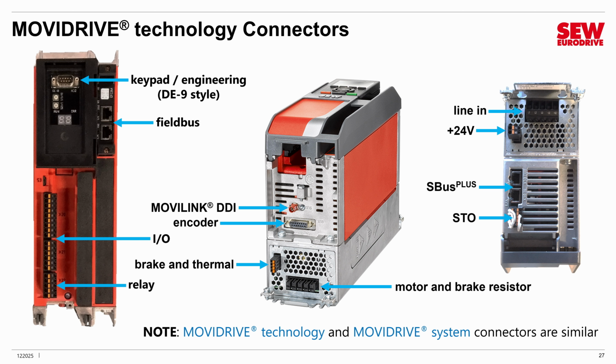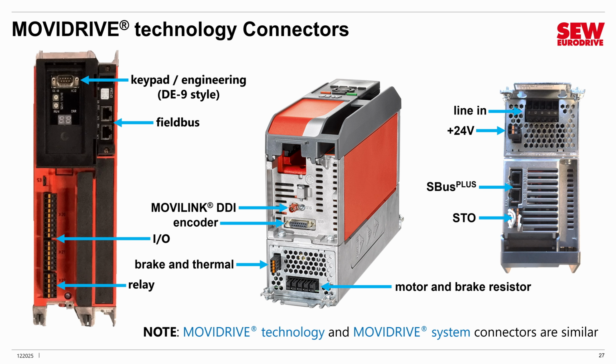And then below that are the places you connect up the motor, the brake resistor if you have one, and the motor brake and its temperature sensors if it's so equipped. Finally, moving on to the right, we see the top of the VFD. You have the place where line in power comes in. This is your three-phase AC. Next to it, you have a connection for a 24-volt power supply if you're supplying it externally.